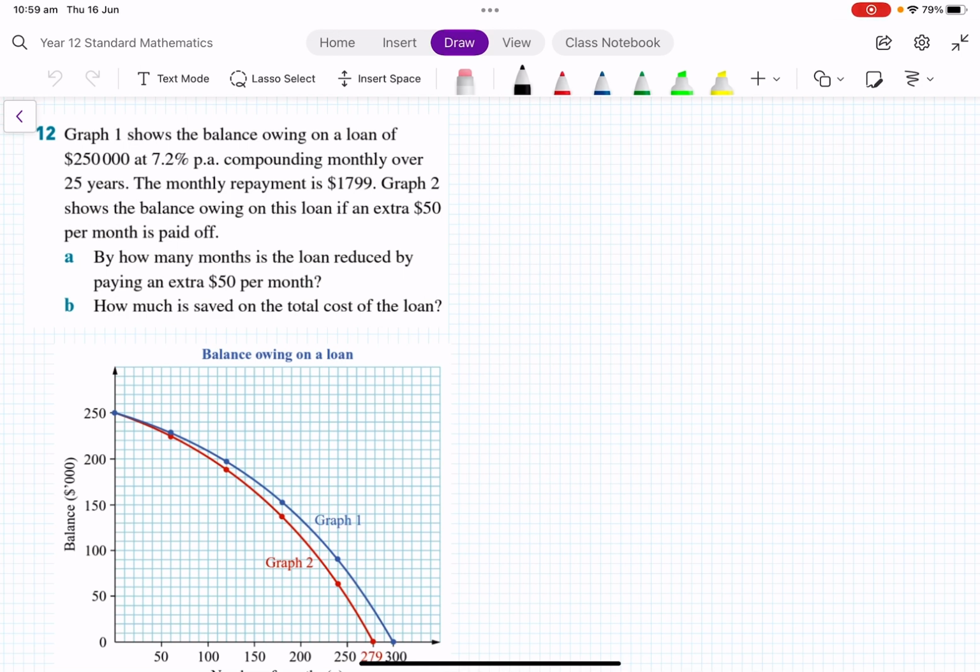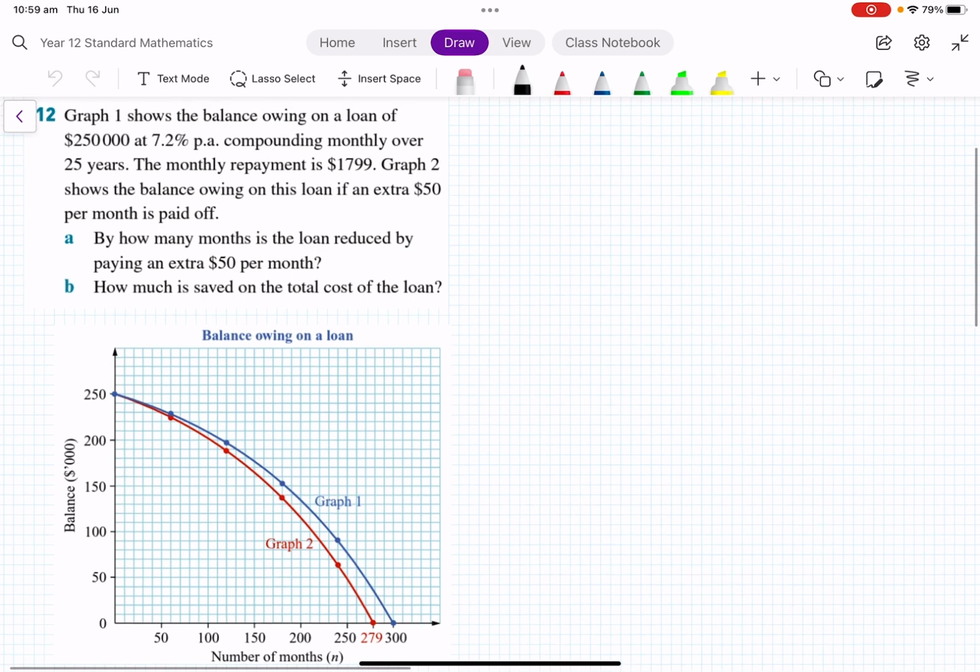That's the interesting thing you notice. If you pay off $50 extra per month, nothing drastic happens at the start, but the red curve, which demonstrates graph 2 with the extra $50 a month, which in a sense is not that much, knocks off 21 months, almost 2 years on your loan. So instead of 25 years, you're paying 23 years. And you think, what difference does that make in terms of the total amount we pay? We're going to find that.